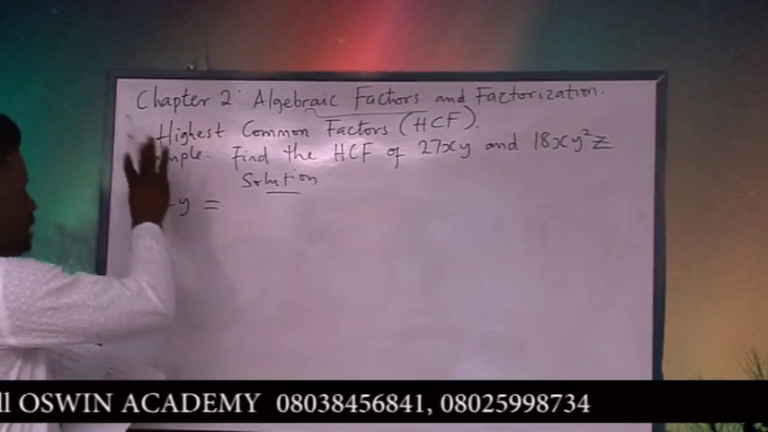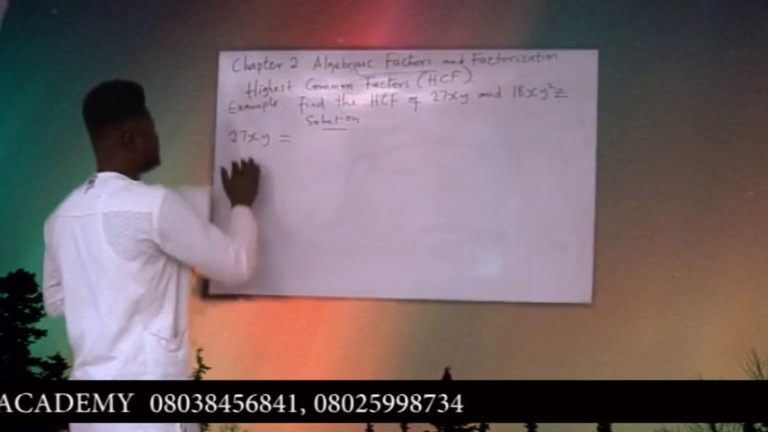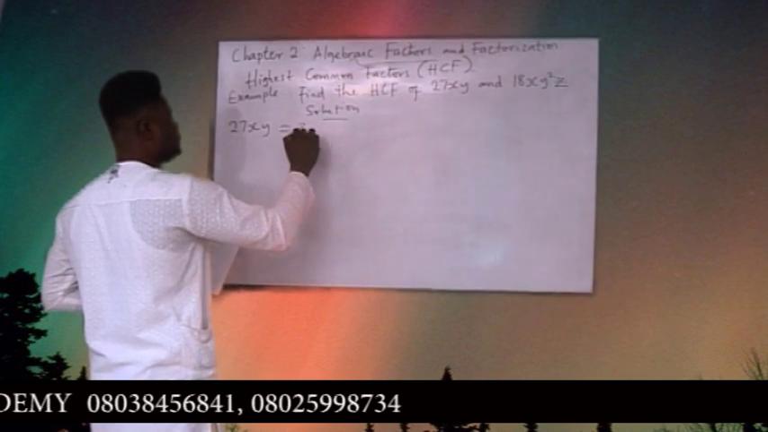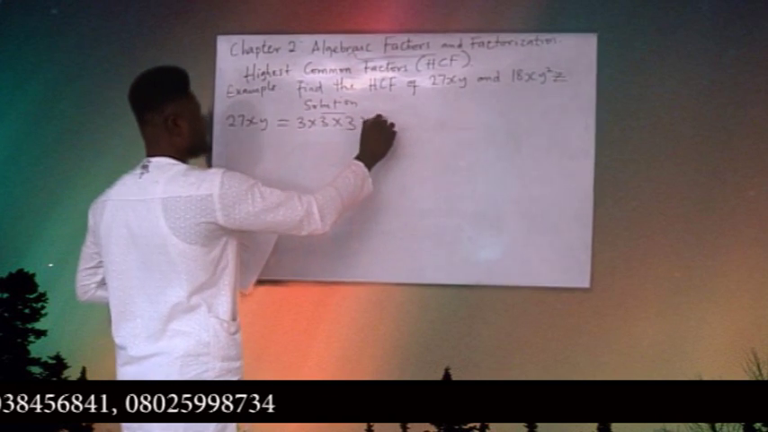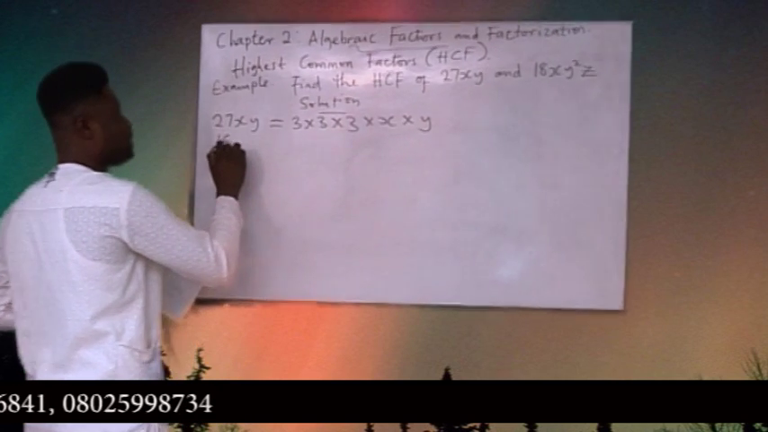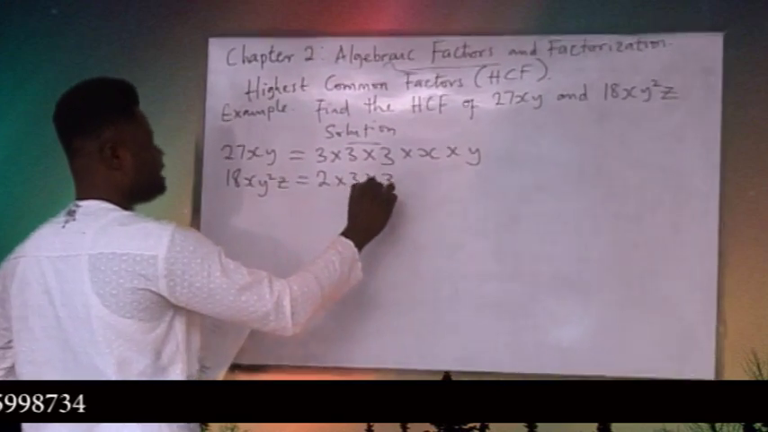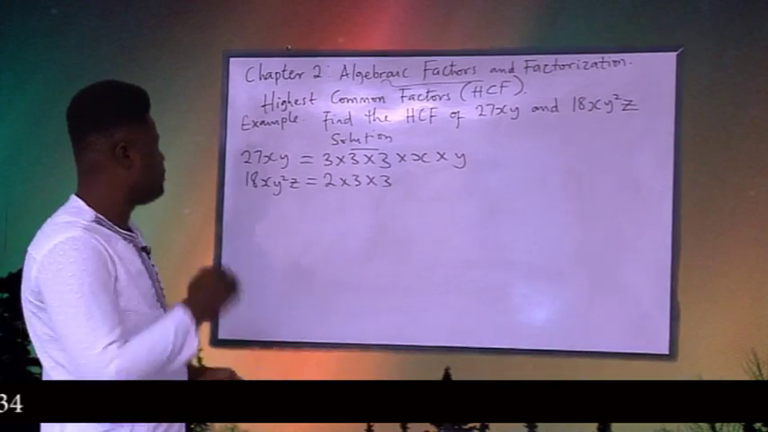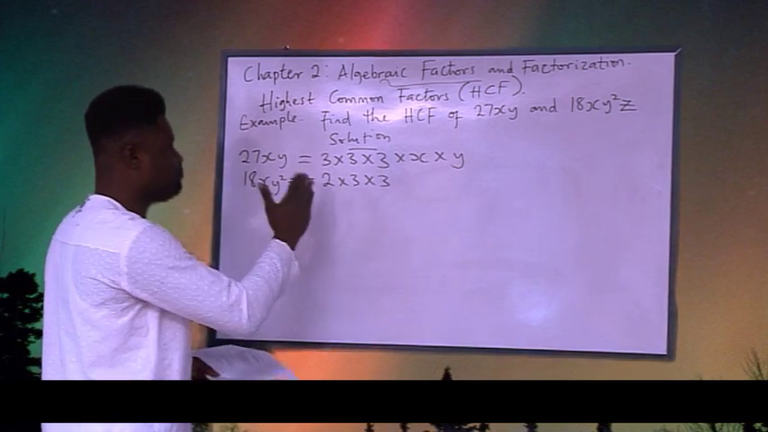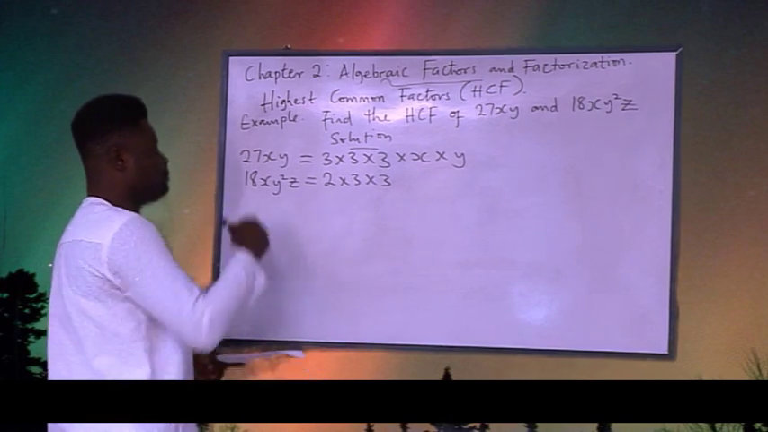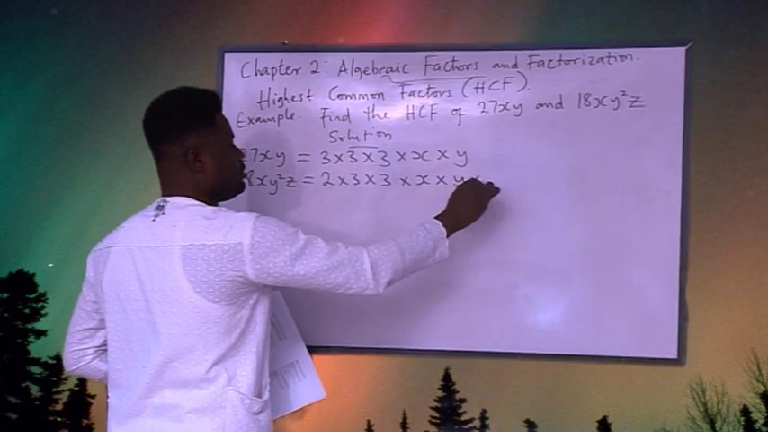27xy, you have to take it the way you take your prime factors. The prime factors of 27 are 3 times 3 times 3. Then we have x times y. The prime factors of 18 are 2 times 3 times 3. These are prime. You cannot say 6, because 6 is not a prime number, so you can't use it. You must use the prime numbers that are factors of the number. Then we have x, and y is twice because it's squared.